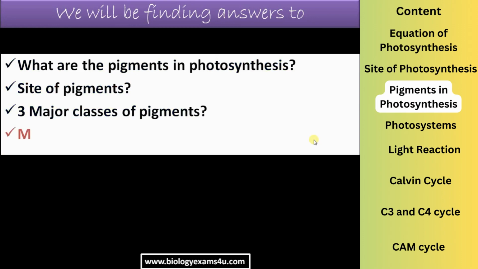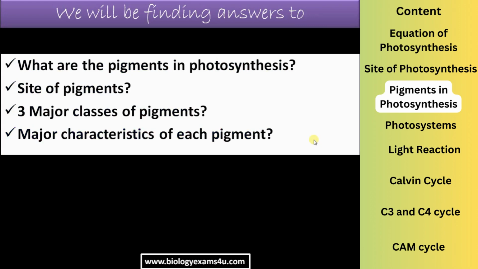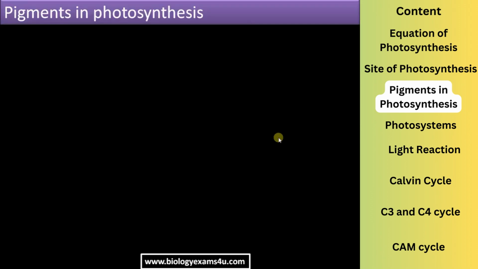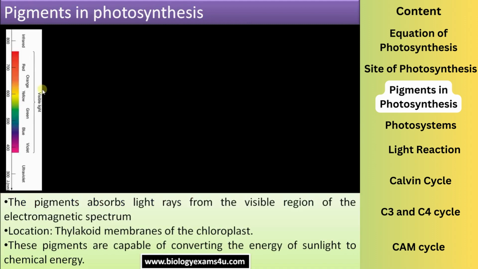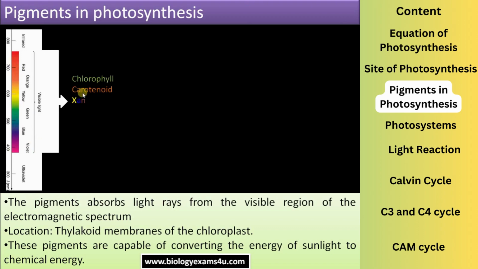Three major classes of pigments and the characteristics of each pigment in detail. First of all, starting with the basics of pigments in photosynthesis. Pigments are chemicals that can absorb light in the visible region. This visible region is from 400 to 700 nanometer. And these pigments include chlorophyll, carotenoids, xanthophylls, phycoerythrin, and phycocyanin.